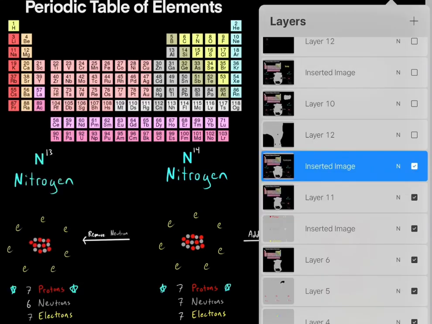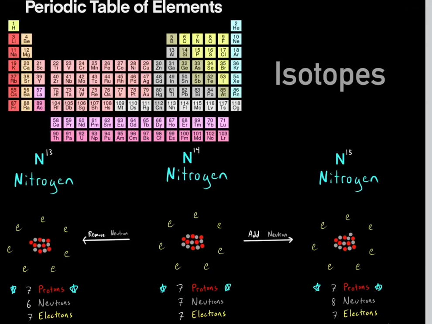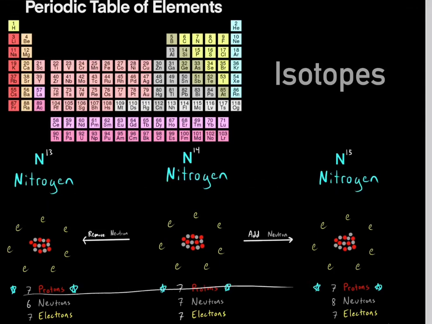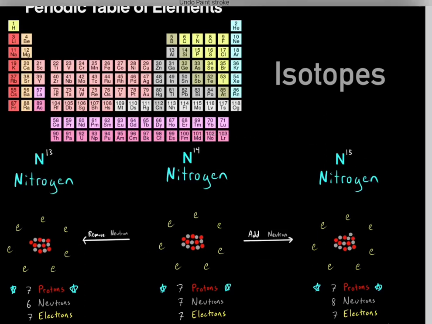And what happens if we take away a neutron? Well, again, we still have 7 protons. We've lost a neutron, so now we have 6 neutrons, and we still have 7 electrons. But again, we still have 7 protons, so by definition, this is still a nitrogen atom. The only difference is we've lost a neutron. So again, all these atoms are still nitrogens. They all have 7 protons. The only difference is they have a different number of neutrons. So we call these isotopes. These are all different isotopes of nitrogen because they all have different amounts of neutrons.